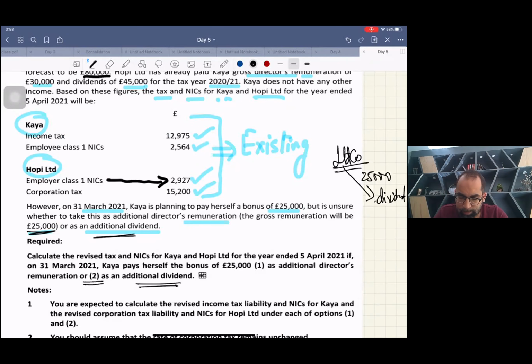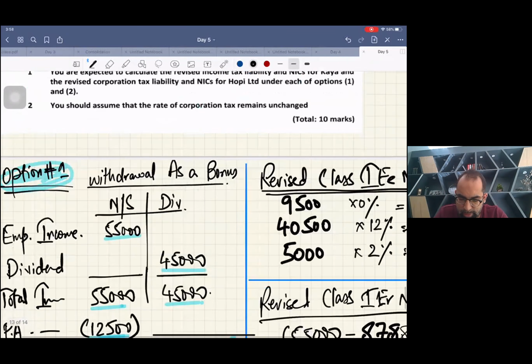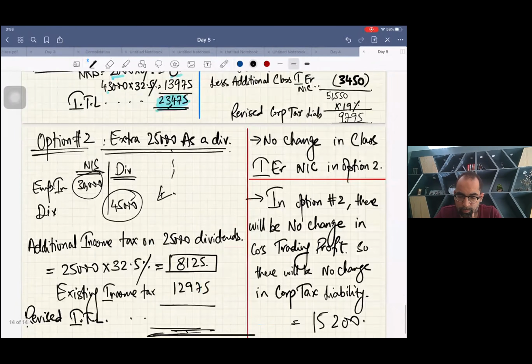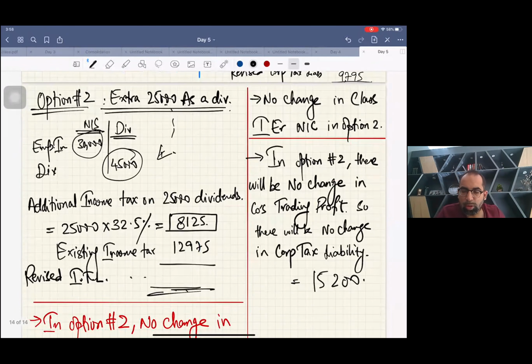Okay, now listen. See this. Option number two: no change in class 1 employee NIC, and no change in class 1 employer NIC. There will be no change in the company's trading profit, so there will be no change in corporation tax liability. Corporation tax liability will be the same as 15,200.